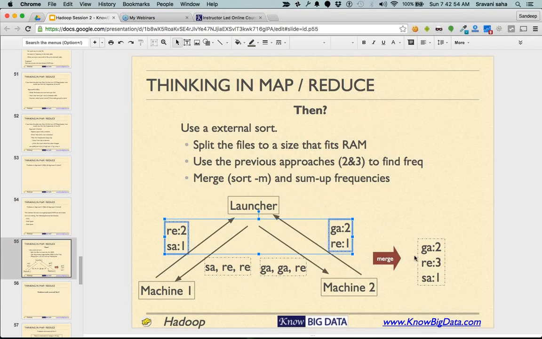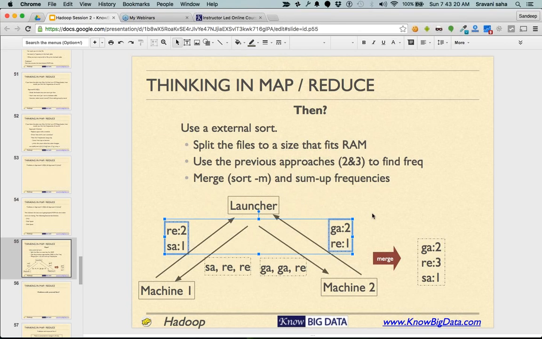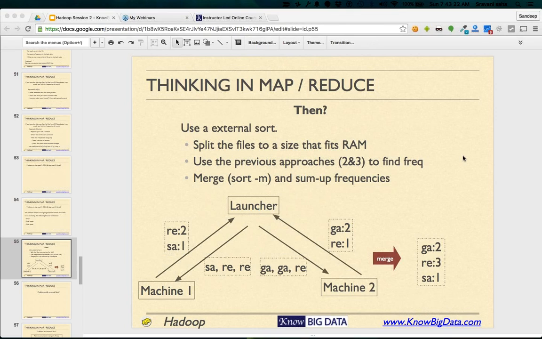Merging these two, do you think it will be too big a task? Will it be easier or harder than sorting? Will it be faster or slower than sorting, merging these two data sets? Correct, Harita. It will be easier. Have we talked about how it will be easier earlier?